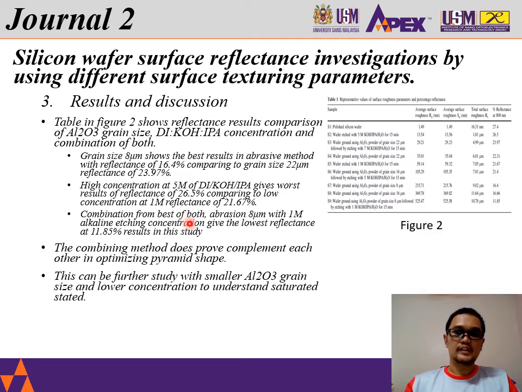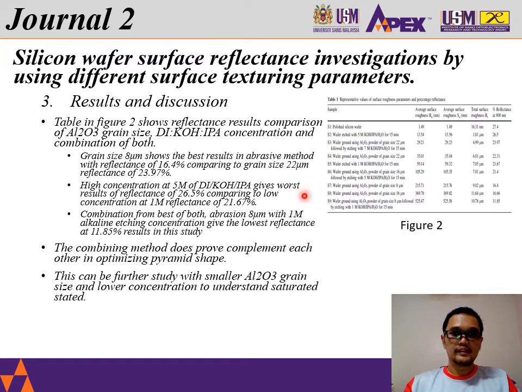The second point here, which also refers to the Figure 2 table: the high concentration at 5 moles of DI water, KOH, and IPA gives a worse reflectance of 26.3%, compared to the low concentration at 1 mole, which gives a reflectance of 31.6%.